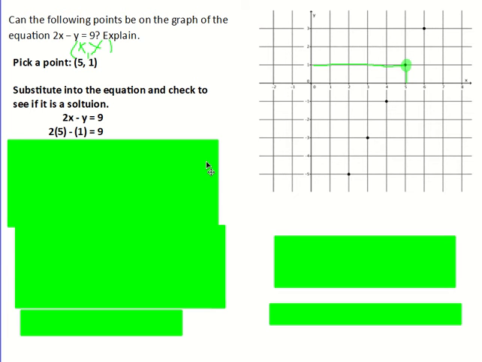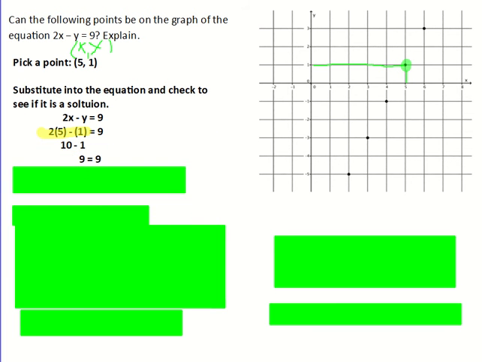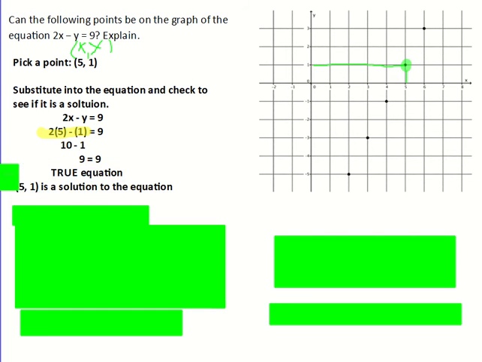From here you have to calculate the left-hand side. So I'm looking at the left-hand side. I'm going to calculate that. 2 times 5 minus 1. And 2 times 5 is 10. 10 minus 1 is 9. And 9 does equal 9. So this is a true equation. So that tells us, since it's a true equation, the point 5, 1 is a solution to the equation.